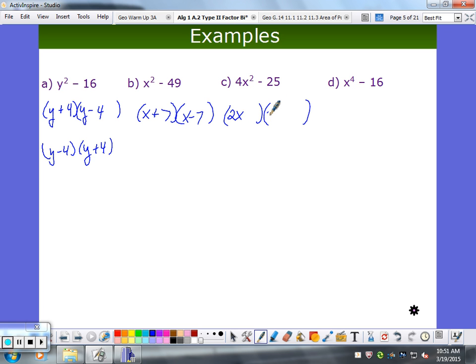2x and 2x, right? Be careful, because 2x times 2x gives me 4x squared. I have got a reverse FOIL in here. And then what is the square root of 25? And so plus minus or minus plus.